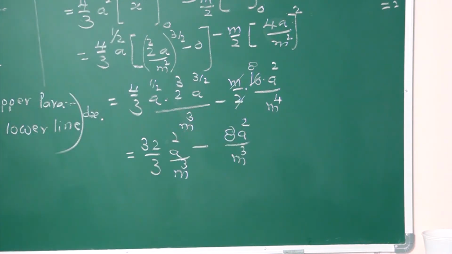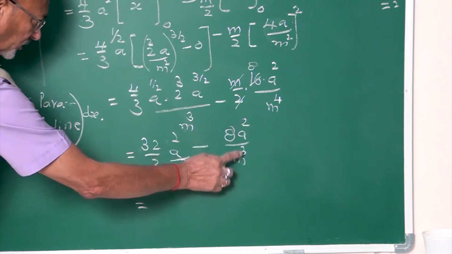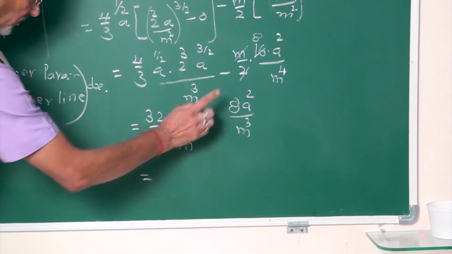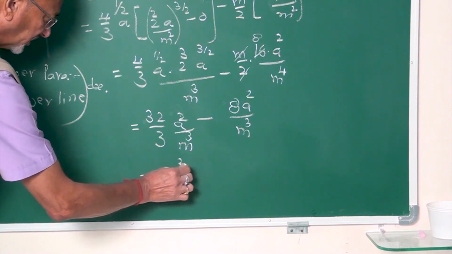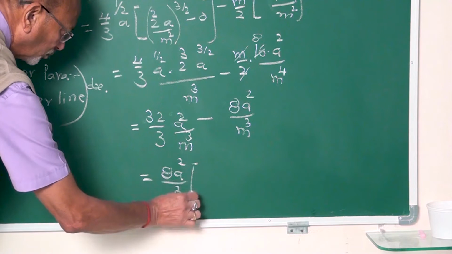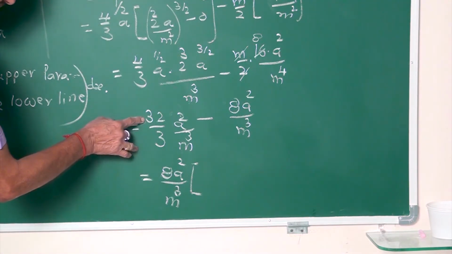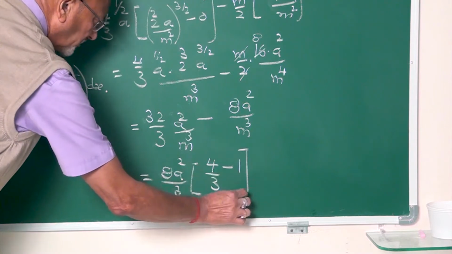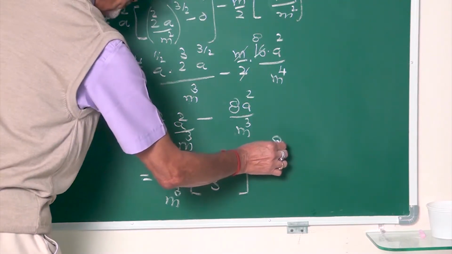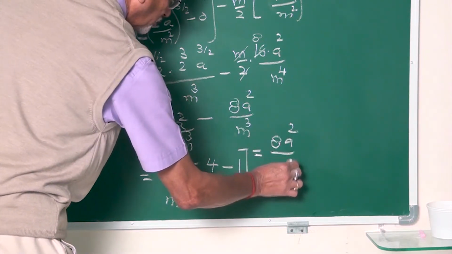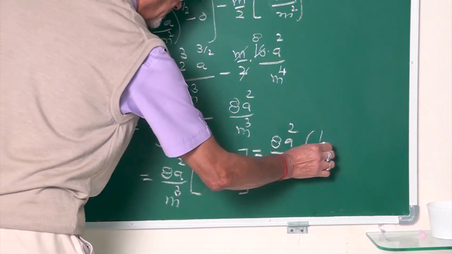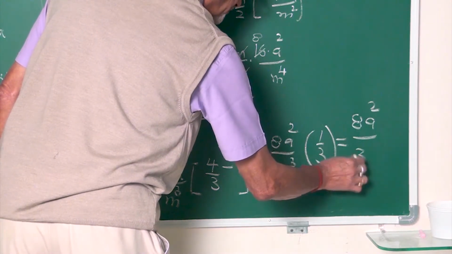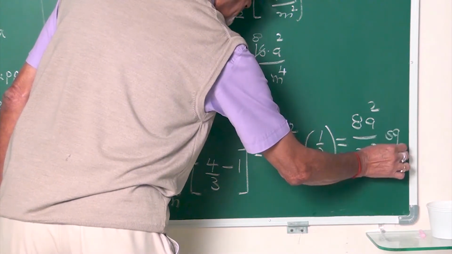Here, 8a square upon m cube: a square is common, m cube is common, and 8 is common. When you take 8 outside, in 32 you are left with 4, and the denominator is 3, minus 1, giving 8a square upon m cube. 4 by 3 minus 1 is 1 by 3. Therefore, it is 8a square upon 3m cube, the required area.